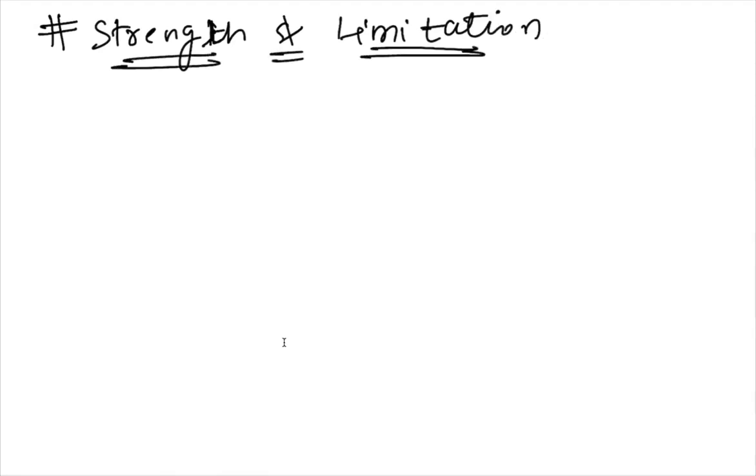Now, every model that you see in quant finance, be it a derivative pricing model, a stochastic interest rate model, or a stochastic volatility model, has certain strengths and limitations. Because we are focusing on stochastic interest rates, let's keep it up to there. So let's look at the strengths and limitations of the Vasicek interest rate model. Let's first see the strengths.